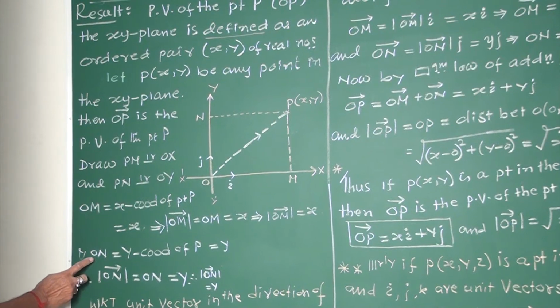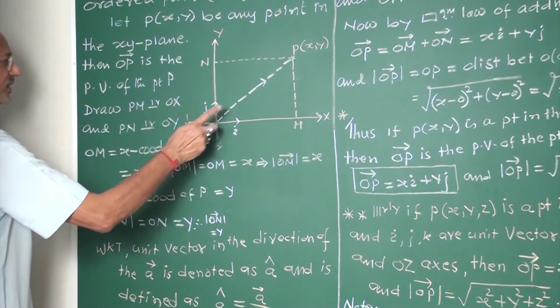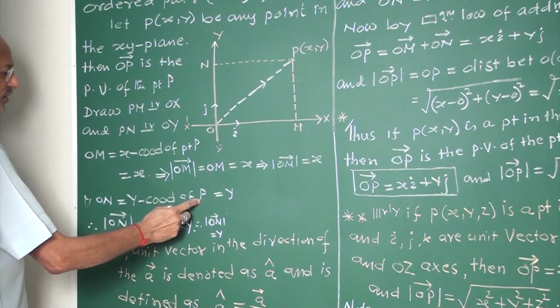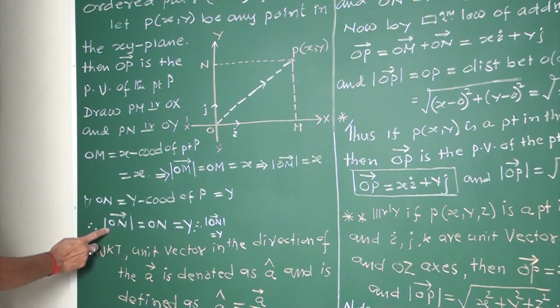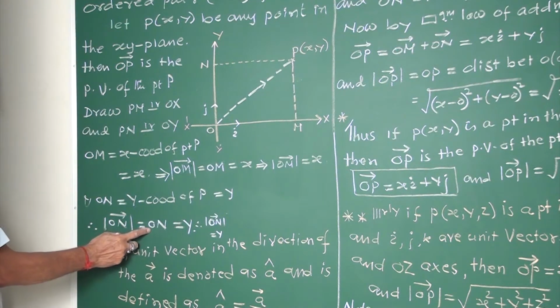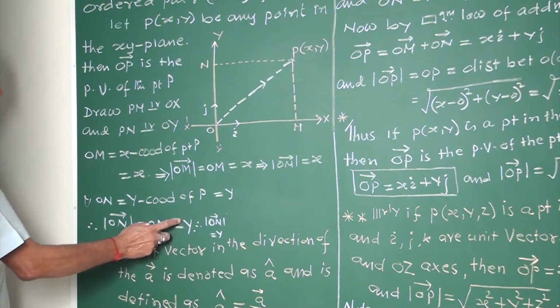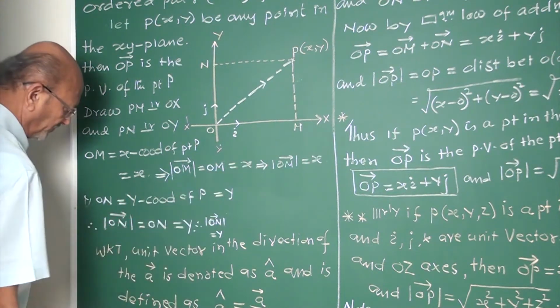Similarly, ON, this is ON. What is ON? Along the y-axis. Along the y-axis is the y-coordinate of the point P, which is y. Magnitude of ON is y. OM is x, ON is y.